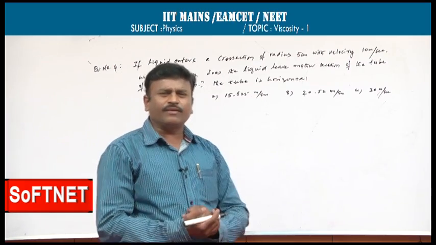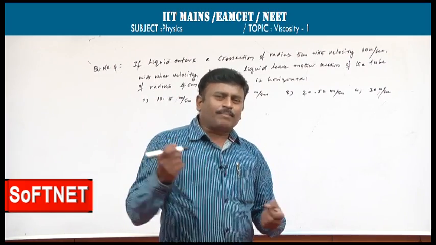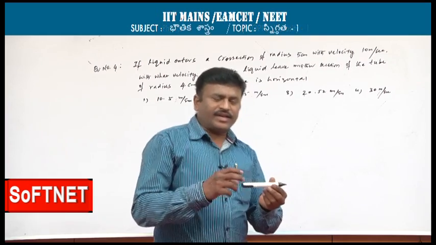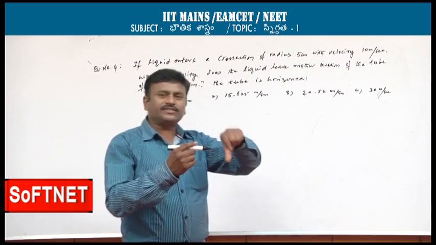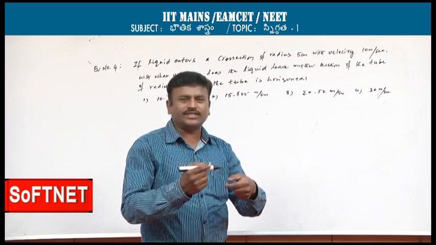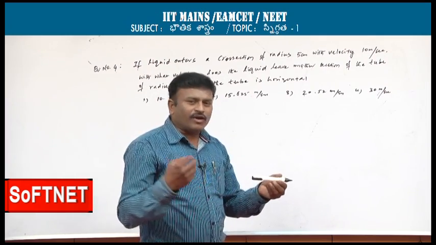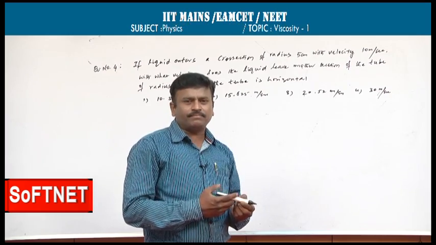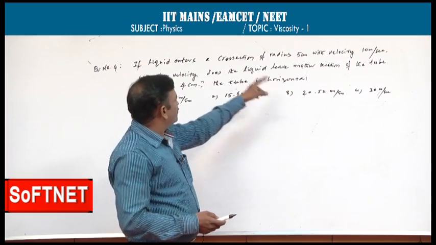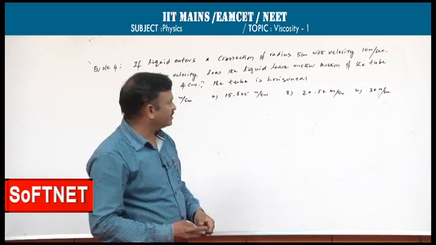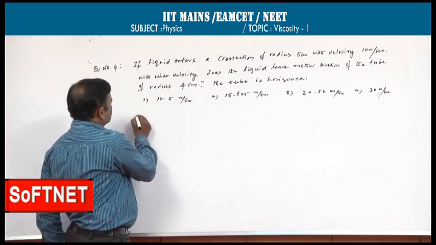Here the question is given: a horizontal pipe, at one end the radius is given as 5 centimeters, at the other end the radius is given as 4 centimeters. Then the water is flowing through the cross section of the pipe. What may be the velocity at the second end? The first end velocity is given as 10 meter per second. So how to solve this question? Let us see.